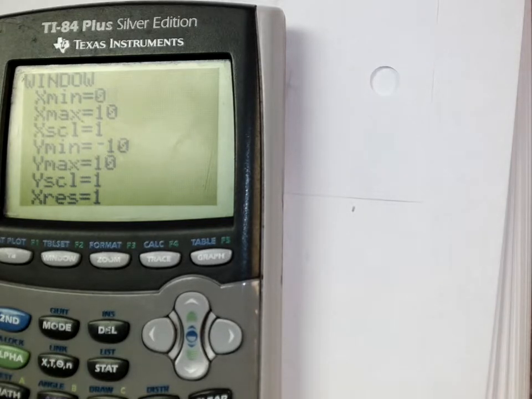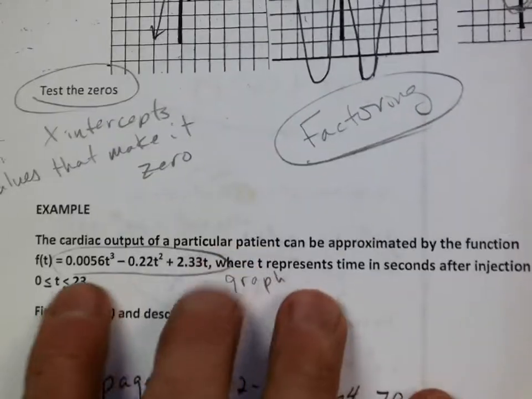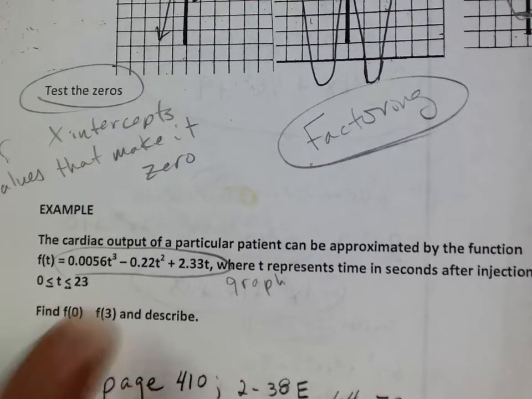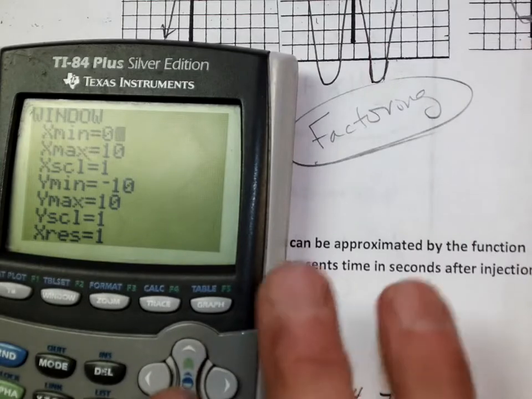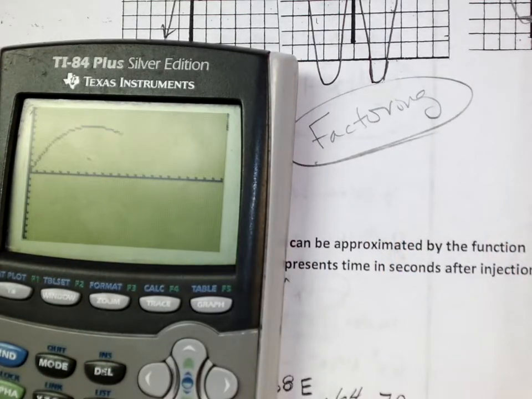Now read the problem, they give you a hint. Which should be the window? 23, because we're only going to let things go for 23 hours. So let's go to 23. And now let's graph it. Ah, that's a better window, isn't it?